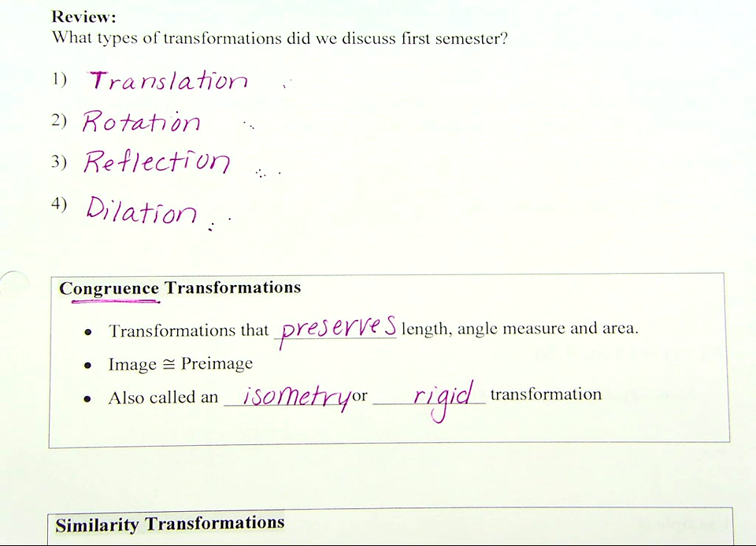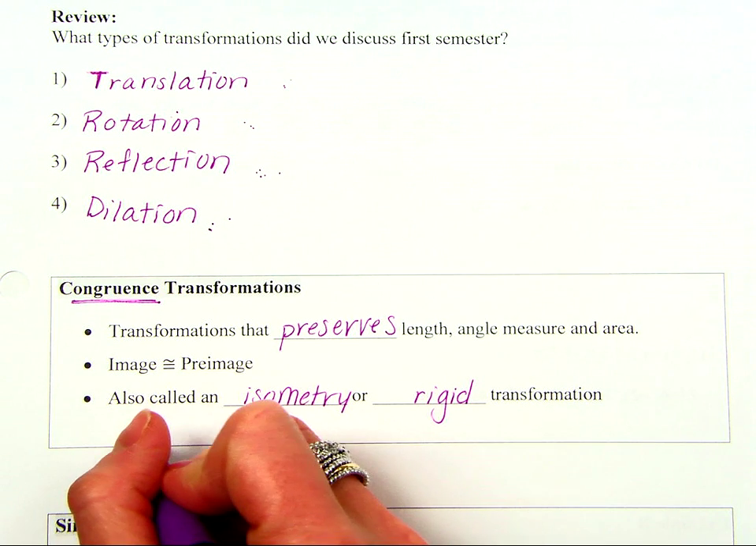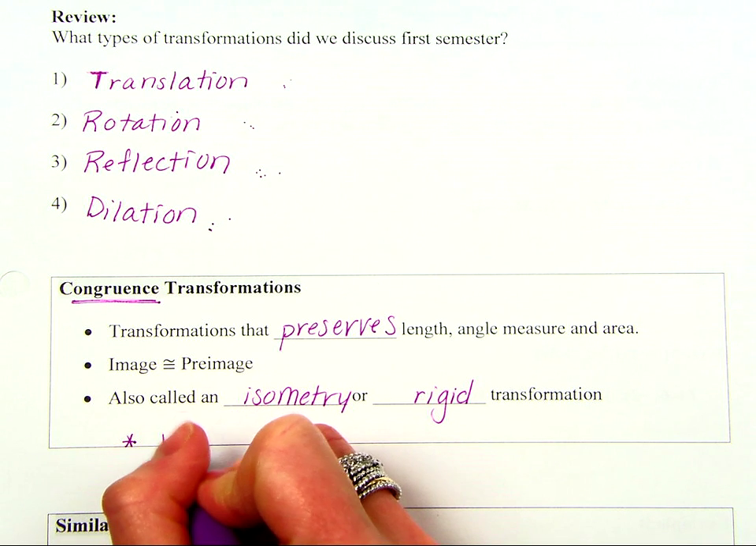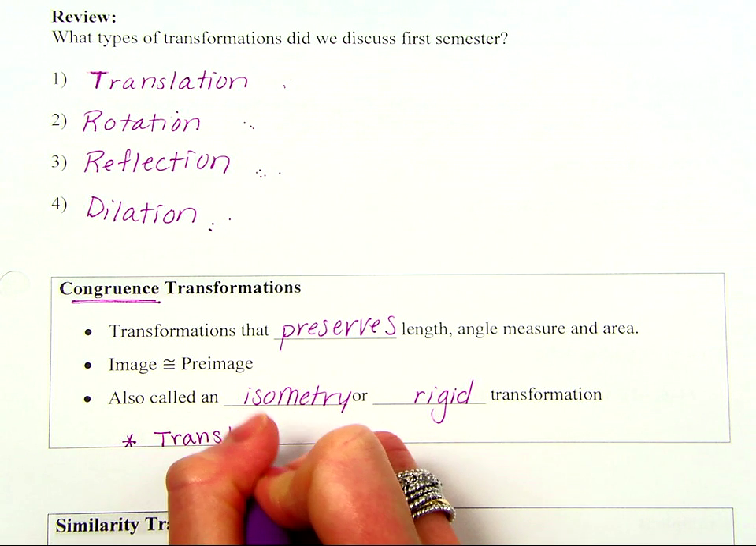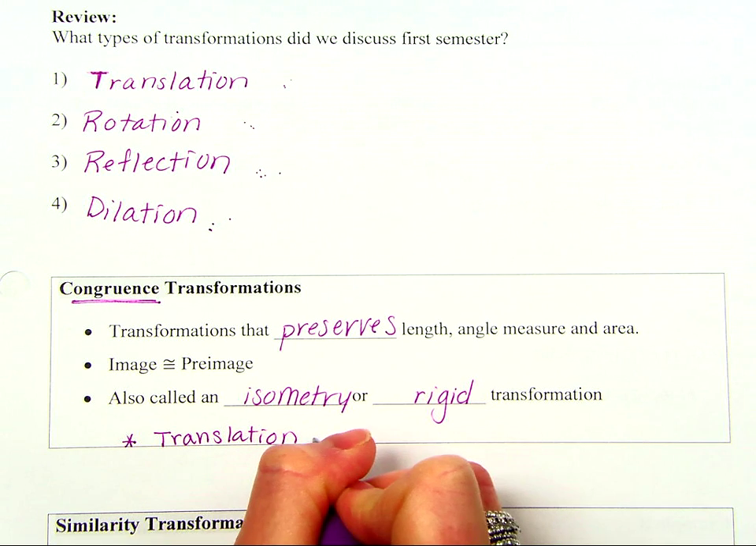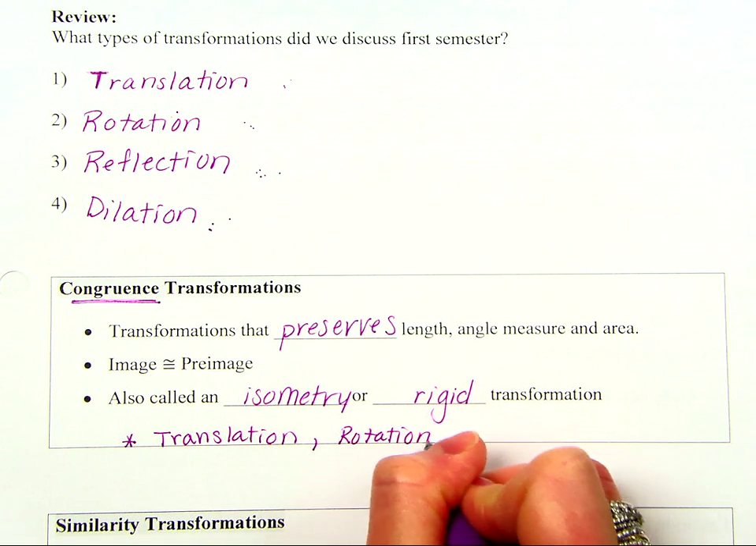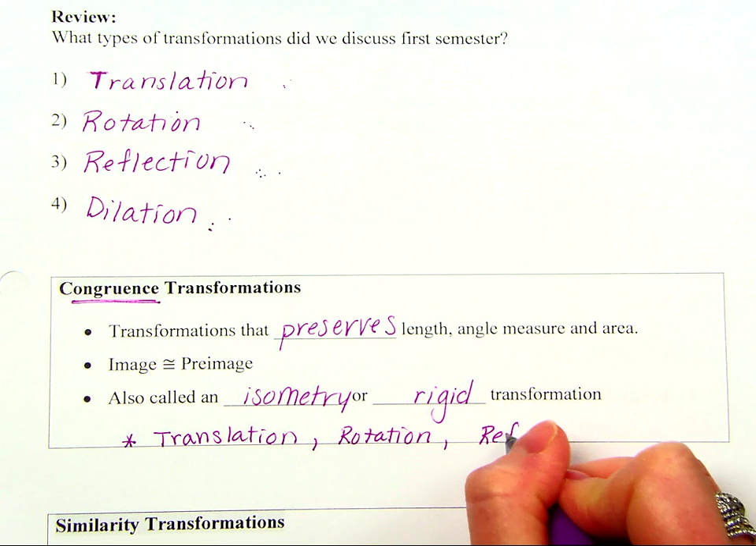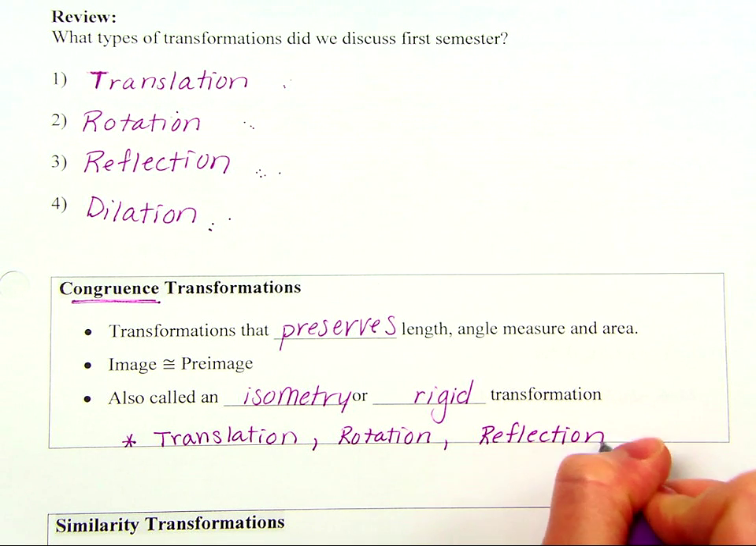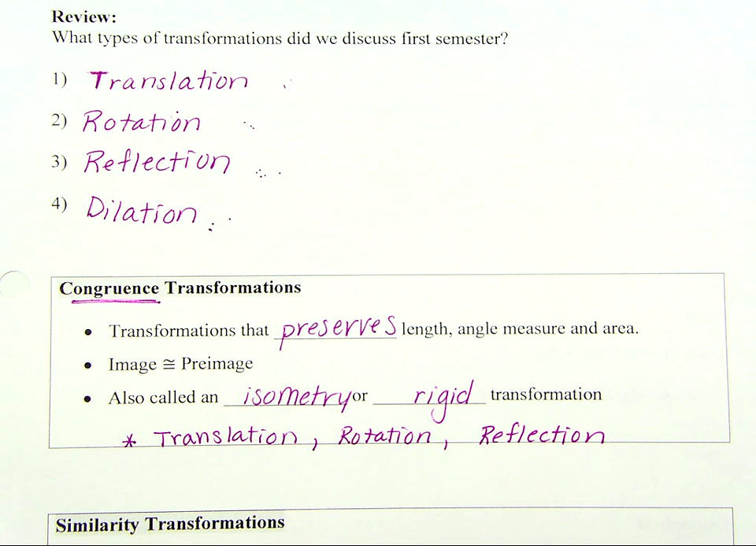So if I ask you to think about our 4 transformations and what would result to be a congruence transformation? Well, hopefully you would agree that a translation would result in congruent images. A rotation would result in congruent images and a reflection. In all of those, our figures, our pre-image and our image are the same shape and the same size.